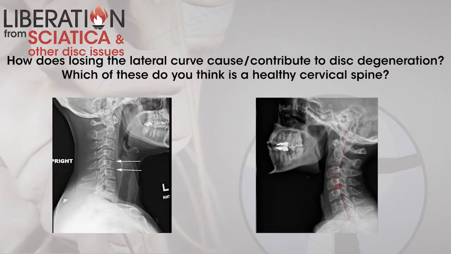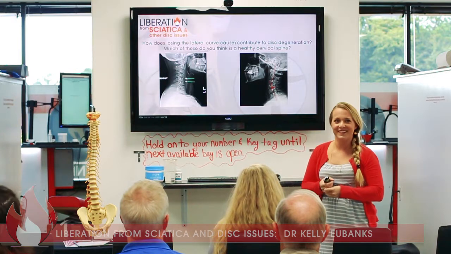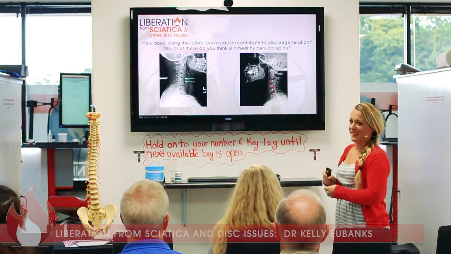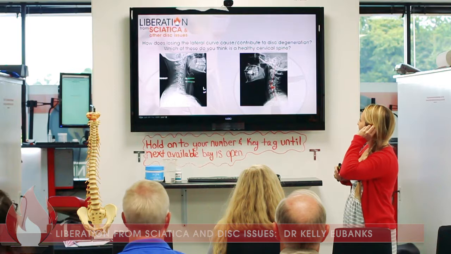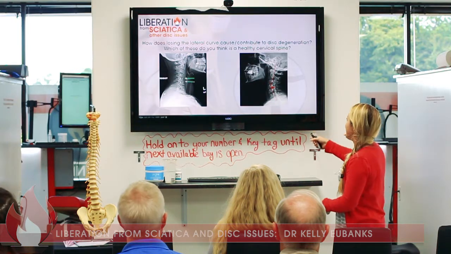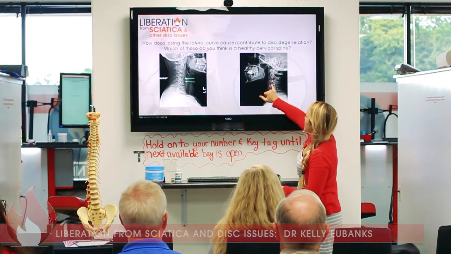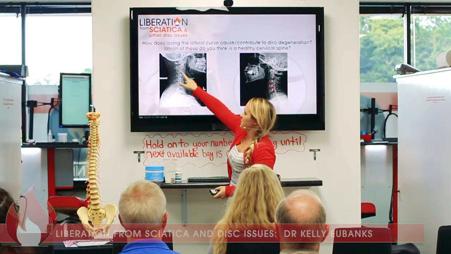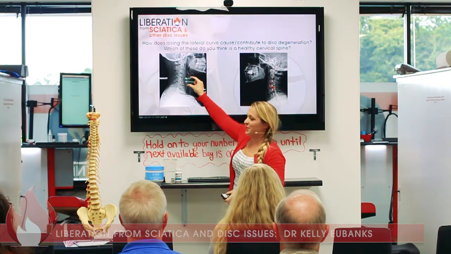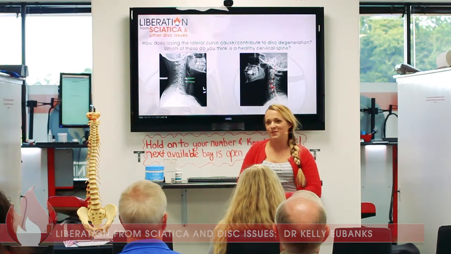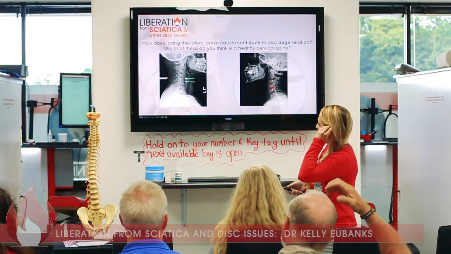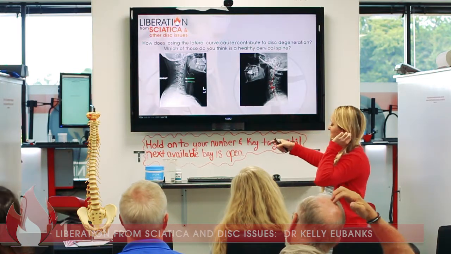So, looking at this x-ray, which do you think is a healthy cervical curve? Everybody know? You guys guessed it. This is the good C-shaped curve that we want to see. Here are the disc spacing here. If you have a reversal, is it possible to have good disc spacing? Not really. It's not really possible in that reverse state to have good disc spacing.